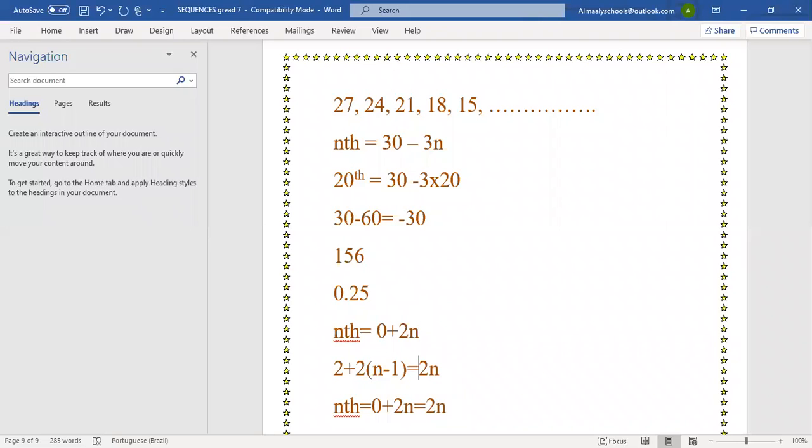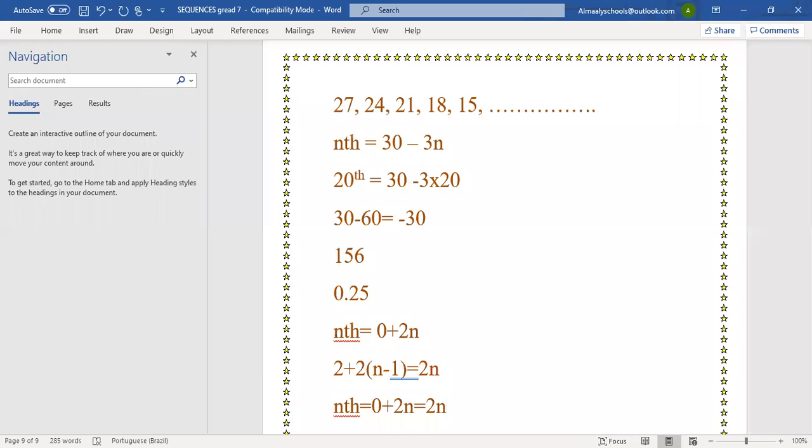Mr., does n here have a value? The value of n is the position of the term. So if you want to find the first term, put n equals 1. If you want to find term number 100, put n equals 100. Understood? It's clear, my sons? Good. Now you can find the nth term in question 16.2a.